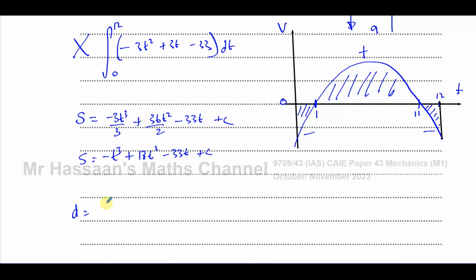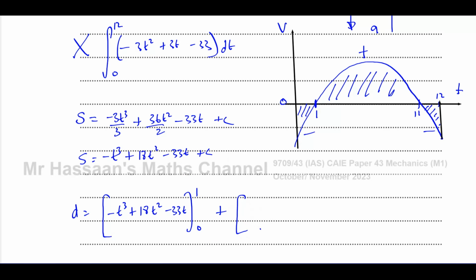The distance is going to be given by the limits between 0 and 1 for this, and then I don't have to write the c in there. So minus t cubed plus 18t squared minus 33t. I'm going to have the limits of 0 and 1. And then I'm going to have plus.